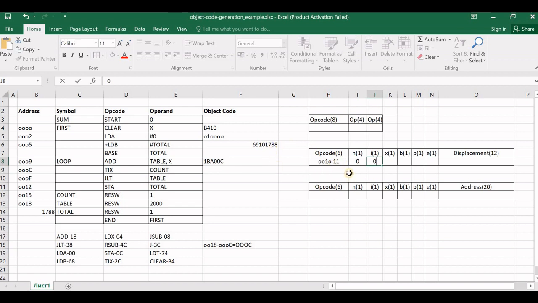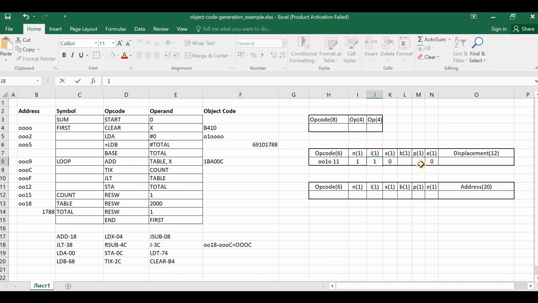Now the next job is to fill the E bit. The instruction TIX count is in format 3 and hence the E bit is reset to 0. Next find out which addressing mode this instruction is in. This instruction is not in immediate addressing mode. It is not in indirect addressing mode. It is not in indexed addressing mode also. So make the X bit value 0, and as I told for the previous instruction, the N value and I value cannot be 0 at the same time, but they can be 1 1. So make the N bit value 1 and the I bit also 1.